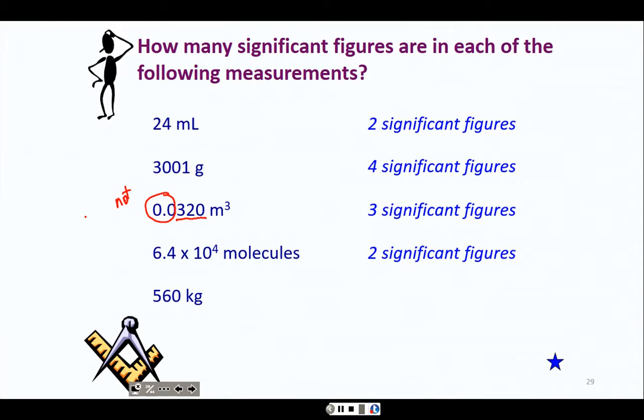560 kilograms. Here's one of those funny ones where it doesn't have a decimal. We are not sure unless there is a decimal. So this one could be 2 sig figs. That's the only ones we know for sure, but it's ambiguous. Unless we put the decimal in there, it could be 3 if there were a decimal.